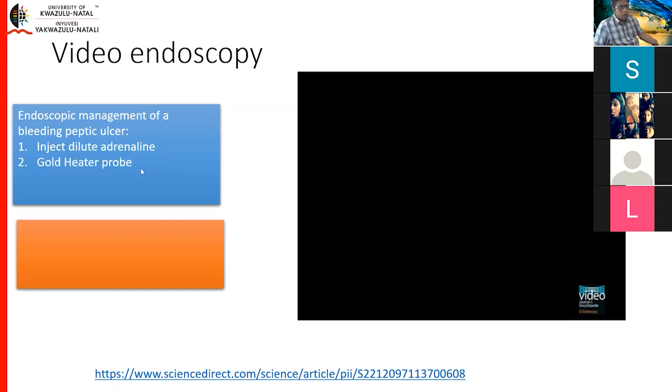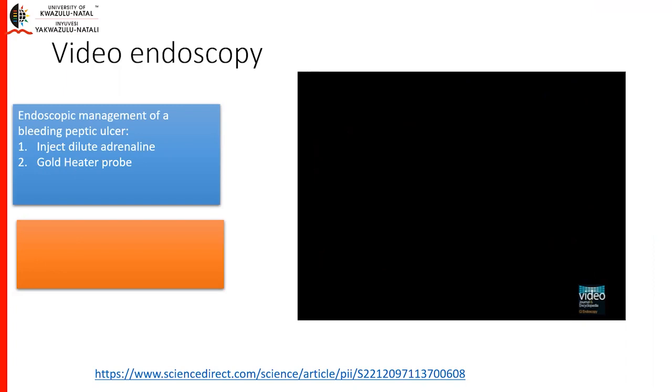Then there's a gold heater probe. The gold has just got to do with the name, and it also has an injection needle, so you can inject adrenaline as well as apply bipolar diathermy heat to the bleeding ulcer, as you saw in the video, and that will basically cause the blood vessels to coagulate.